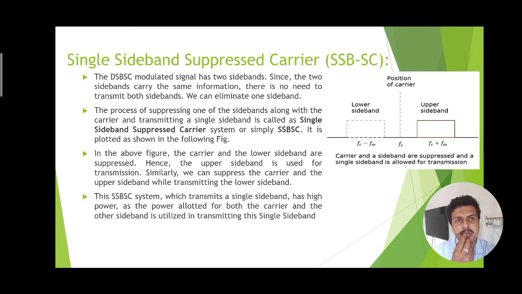The single sideband suppressed carrier signal was proposed after the invention of double sideband full carrier and double sideband suppressed carrier waveforms. As shown on the right hand side, the spectrum of the modulated signal, which started from the DSB-FC, has three components. That means lower sideband, upper sideband, and the position of the carrier. In case of DSB-SC, we have suppressed the carrier.